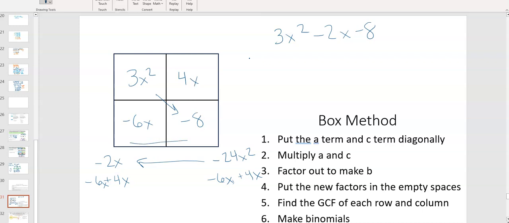So the GCF of negative 6x and negative 8 is negative 2. GCF here is going to be x. GCF here is going to be 4. And the GCF here is going to be 3x. And we put them together. 3x plus 4, x minus 2. And I can go back to a previous page and see that that is correct.